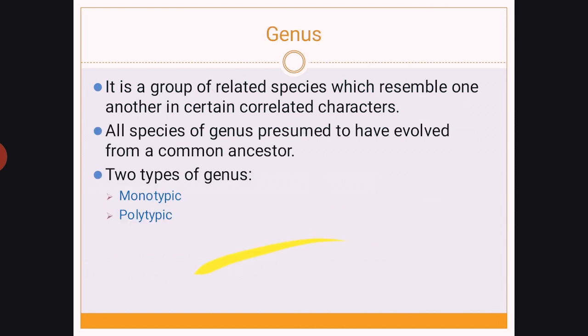Further, family is divided into the category genus, which is comprised of similar character species. Genus are of 2 types, monotypic genus and polytypic genus. The genus which consists of only one species is called monotypic genus, and the genus having more than one species is called polytypic genus.